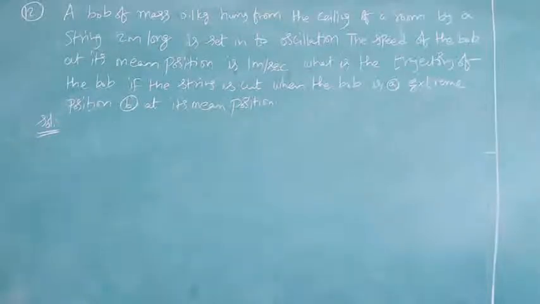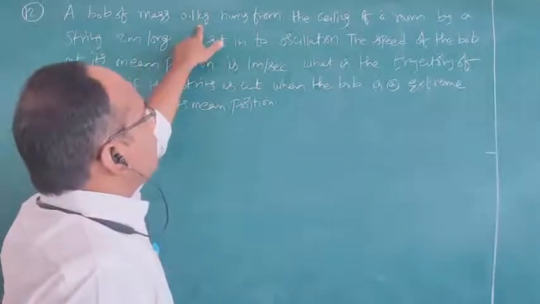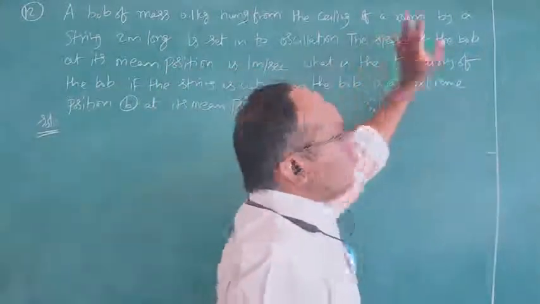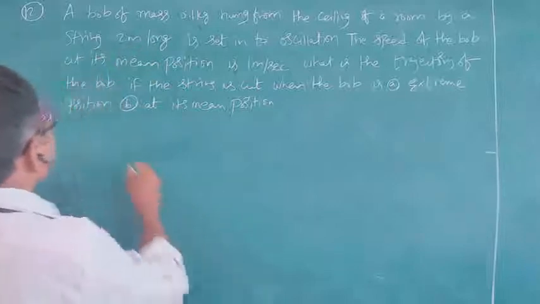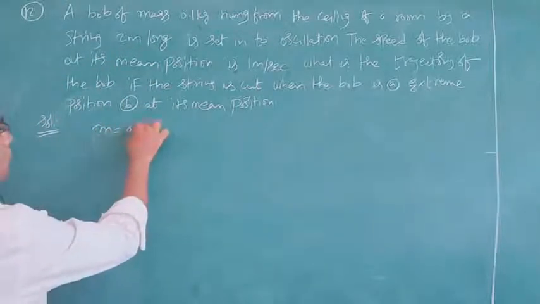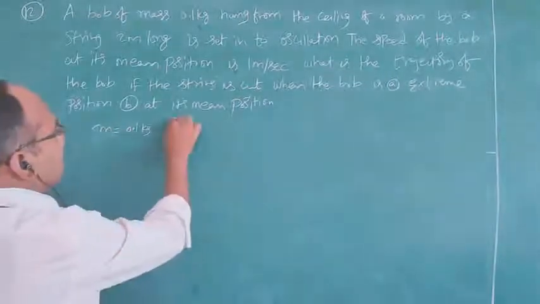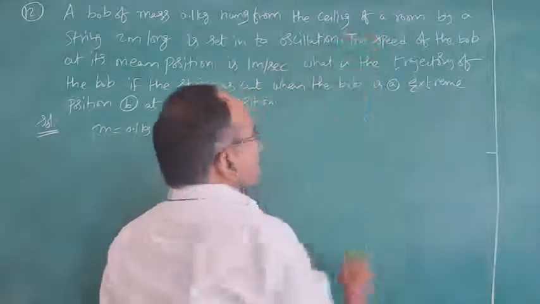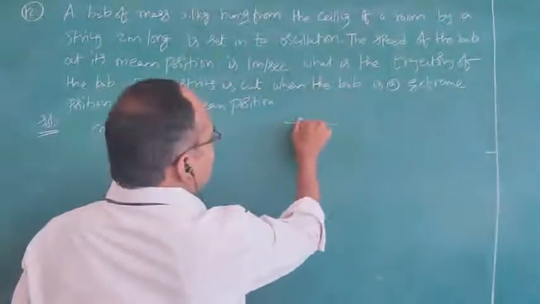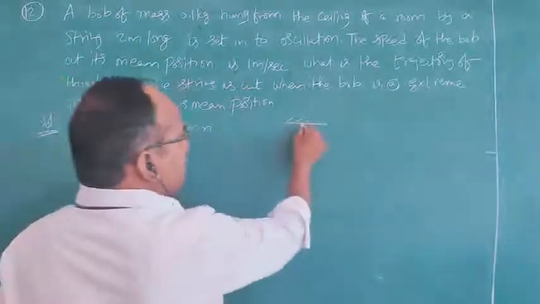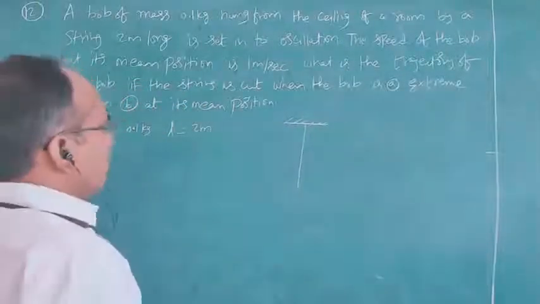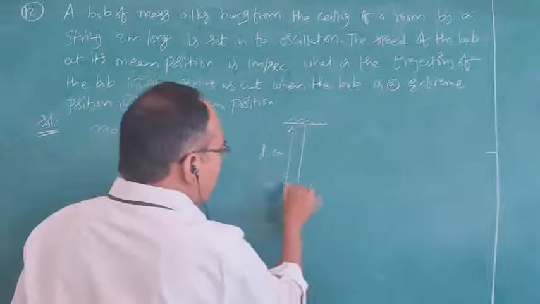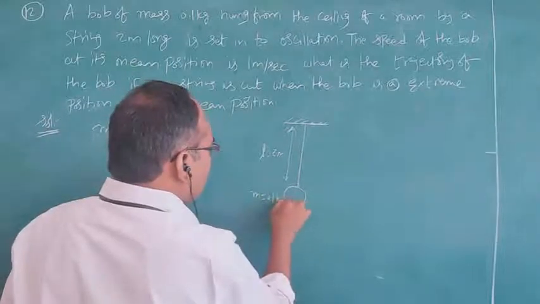Now for the 12th question, a ball of mass 0.1 kilogram hung from the ceiling of a room by a string 2 meter long is set into oscillation. This is a fixed support, and this is the length of the string, L is equal to 2 meter, and the mass of the ball is 0.1 kilogram.